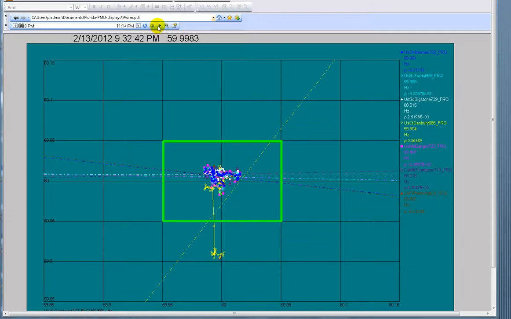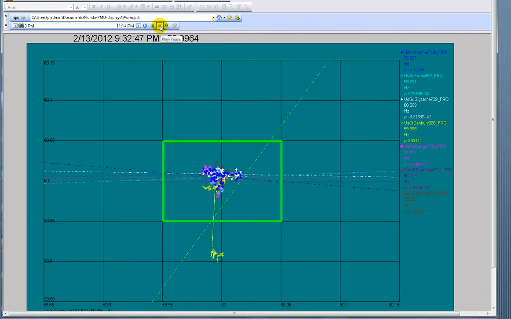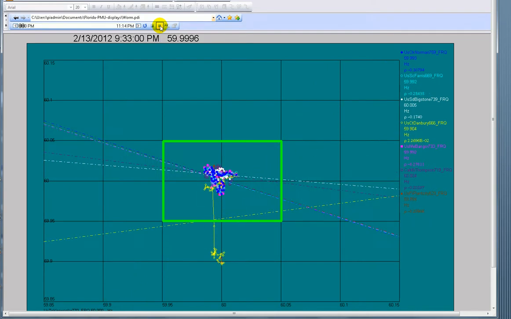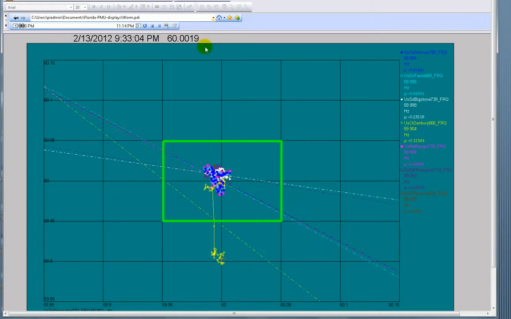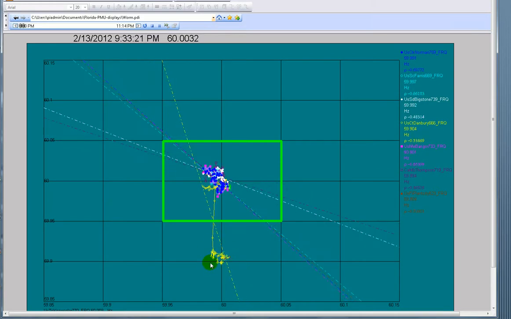This is an example of a state chart for the Eastern Interconnection. What we'll do is play this in double real-time speed so you can see the behavior of the grid under normal conditions. First thing we'll observe is that there is a cluster of frequency points that are from Danbury, Connecticut.